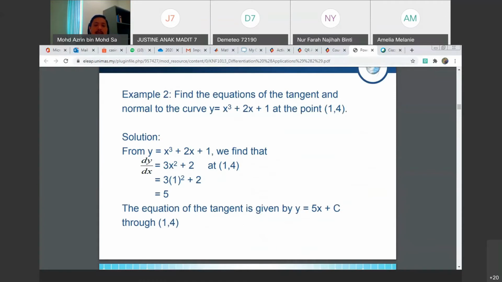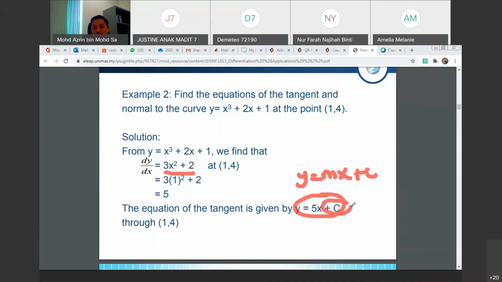Okay, kenapa kita guna this equation? So why we use this equation? Because it is y equal to mx plus c. Because when you differentiate here, you only get the slope. When you insert into the normal equation, the tangent equation, line equation, you need to find the value of c.